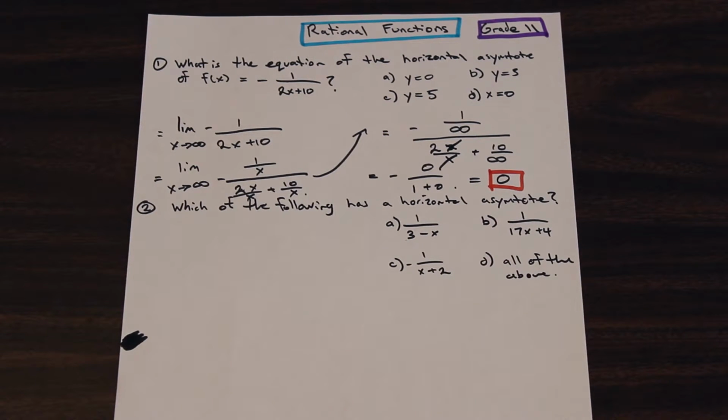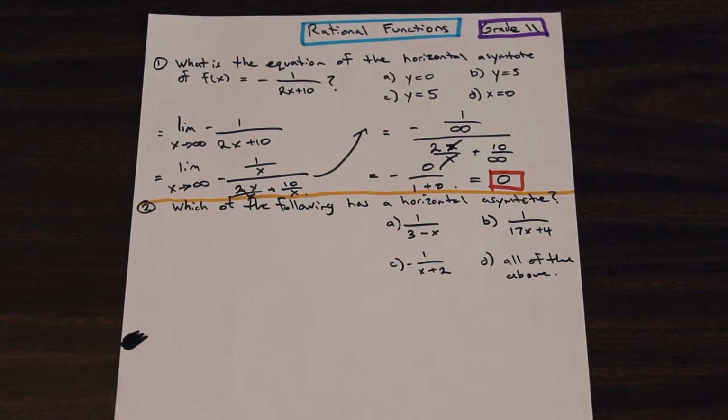Let's move on to the second one. Which of the following has a horizontal asymptote? Take a look at the question, read it, look at the possible answers here, pause the video, and try and solve it on your own. Hopefully you attempted this on your own and paused it. Let's go ahead and get started.